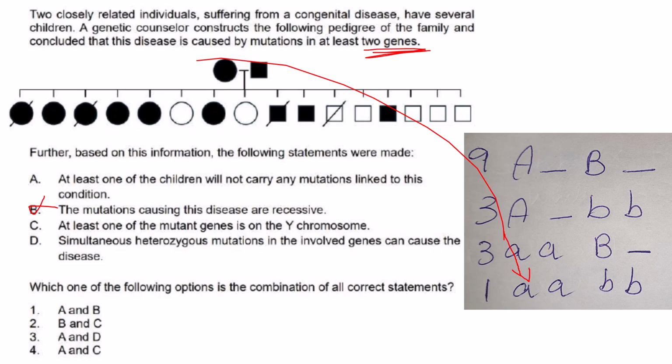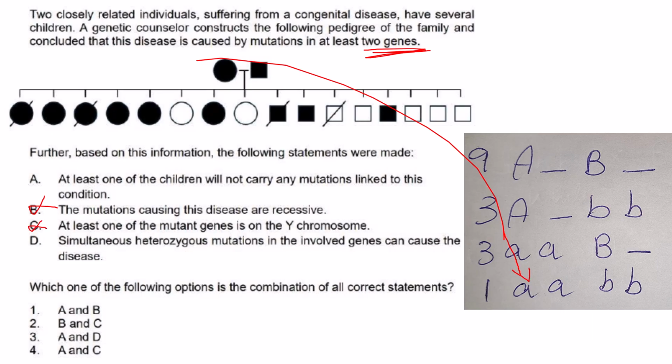At least one of the mutant gene is on the Y chromosome. If that was the case, what about these males who are unaffected? They should also have been affected by this if it was in the Y chromosome. See, the females all are XX. How did they get the Y gene? Not possible. So that is also not correct.